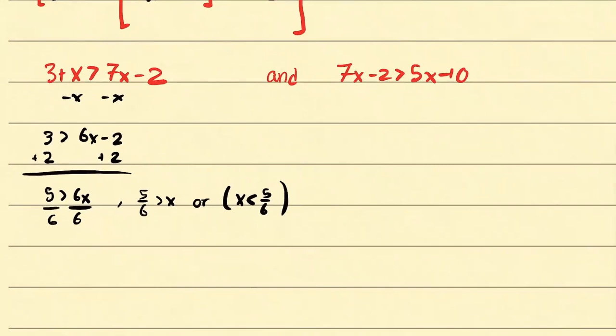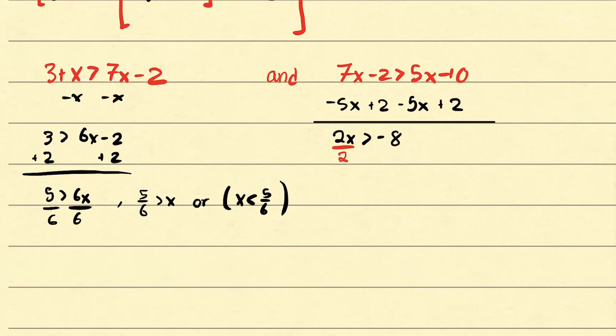Do the same thing over here. I'll subtract 5x out. Then I'm going to do 2 lines of arithmetic on one line. Here I have 2x is greater than -8. I'm going to divide by 2 to isolate x. Do I have to flip the sign? No, right? Because I didn't multiply or divide by a negative number. I did it with a positive number, so the sign will remain the same. So x is greater than -4.